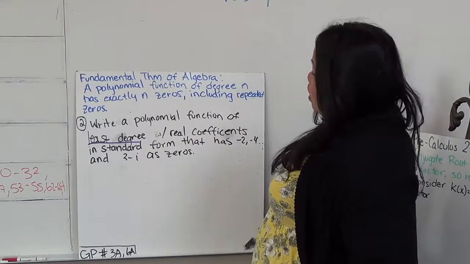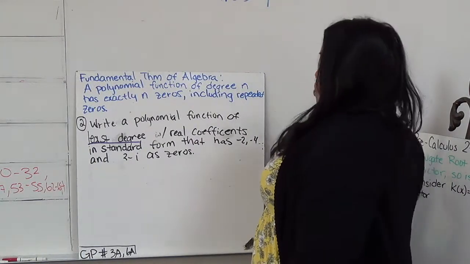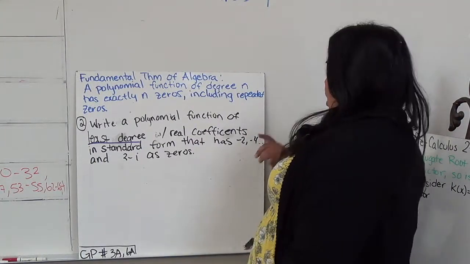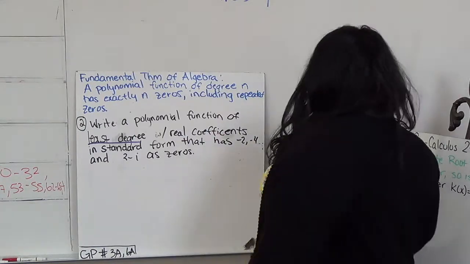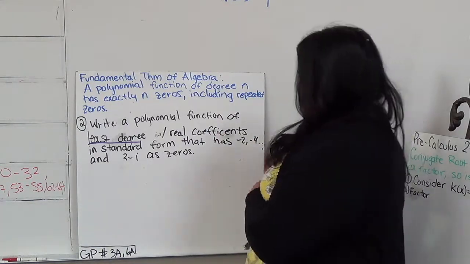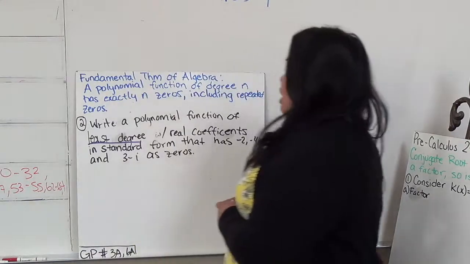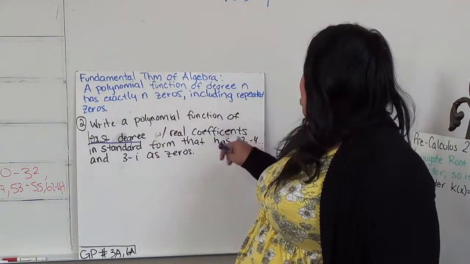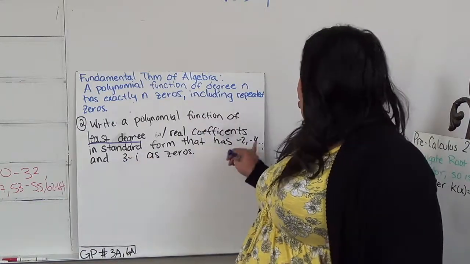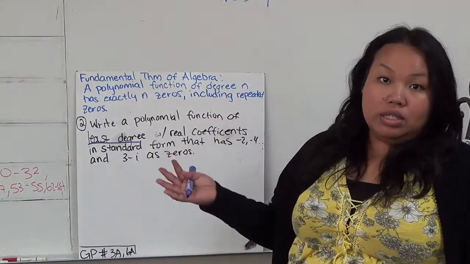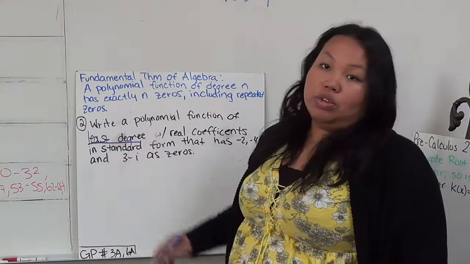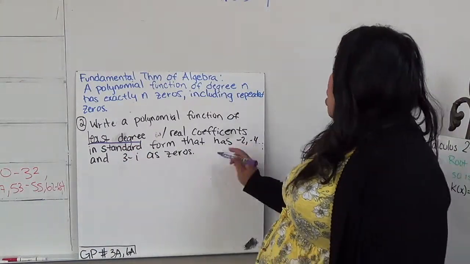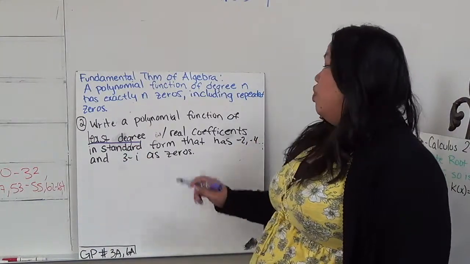Some function of the least degree with real coefficients in standard form that has -2, -4, and 3 minus i in it. Now, there are equations that have all 3 of these and then repeats, but we're looking for the least degree.